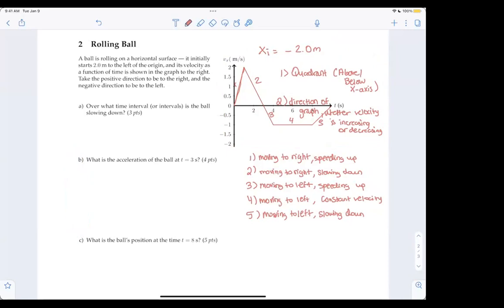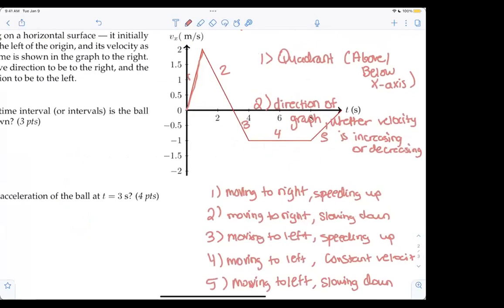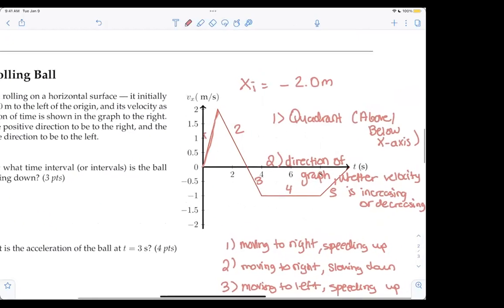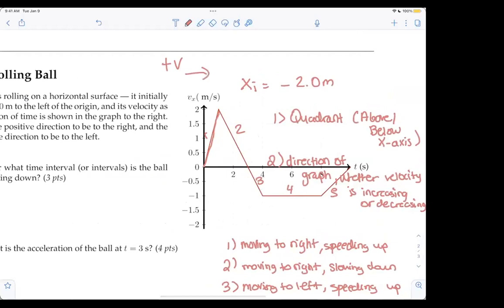The only extra thing that would help with understanding this is that if you also consider the slope, whether you have a positive or a negative slope, it can help you figure out if you're speeding up or slowing down as well. We know that in this first section we're moving to the right because the velocity is positive. At the same time, if I calculate the slope, rise over run, the slope is positive. And the slope of a velocity graph will give you the acceleration. So the slope from 0 to 1 seconds will give you the acceleration from 0 to 1 seconds.